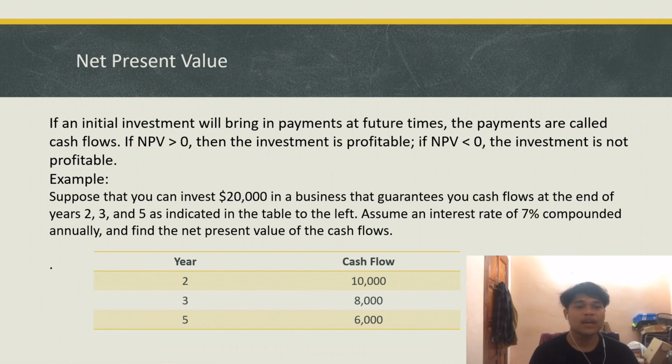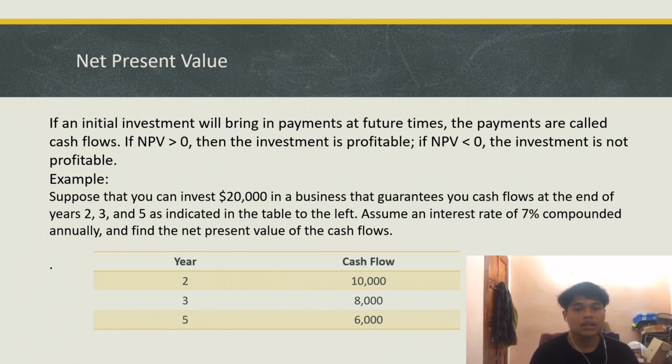So if NPV is greater than 0, the investment is profitable. Instead, if the NPV is lower than 0, the investment is not profitable. So now we're going to see the example for the net present value.